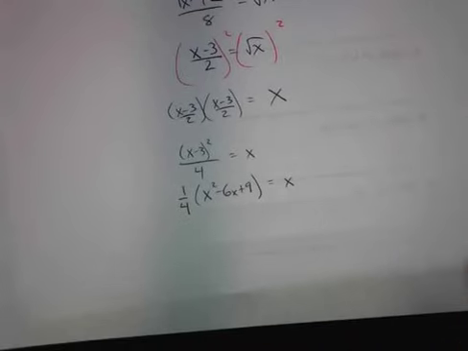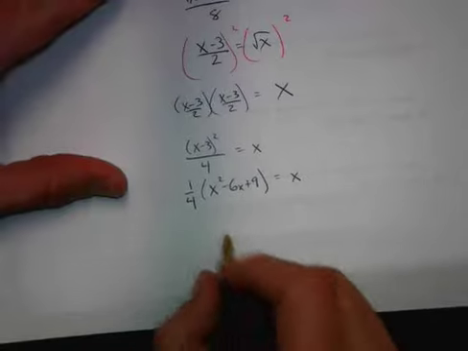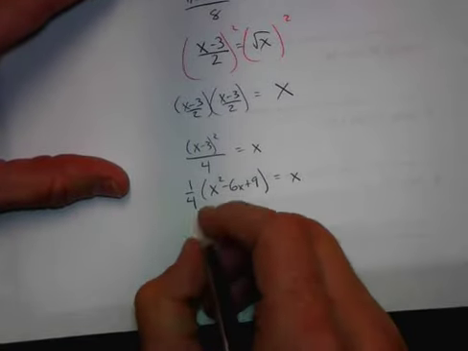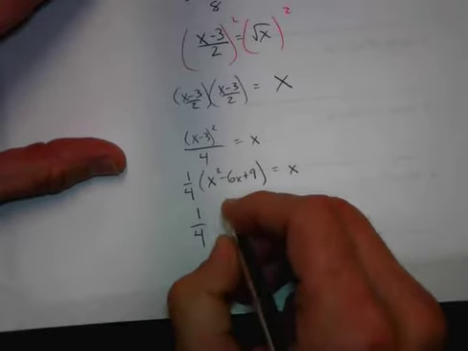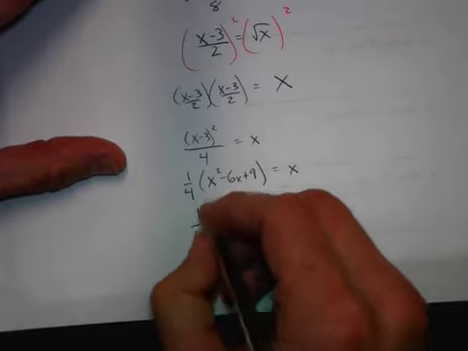What do we do with quadratics? We set them equal to 0. So we're going to set this equal to 0 by subtracting x on both sides. I'm going to do something so crazy, and I hope you're paying attention because it's going to be awesome.